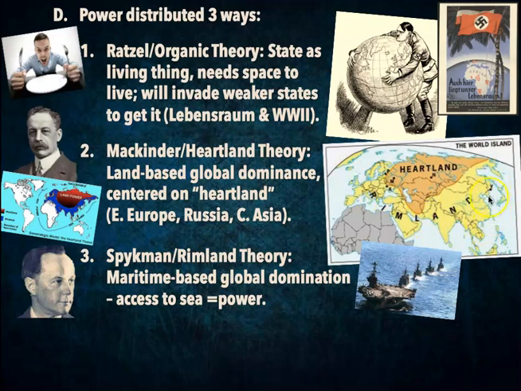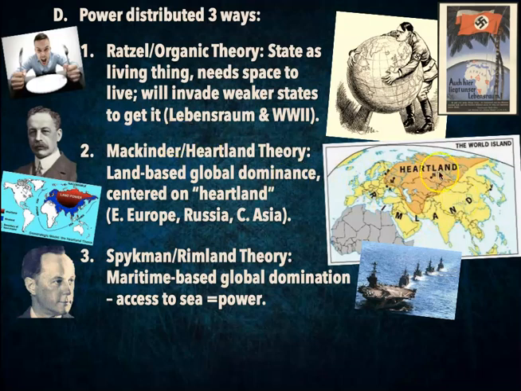You've got the ability to build ports and harbors and all that kind of thing. And that's what Spykman said: whoever rules the Rimland, rules Eurasia. If you have control over all of this, you're actually going to have control over all of this. So he's saying, forget about Mackinder. It's kind of crazy. No, you want to control this.